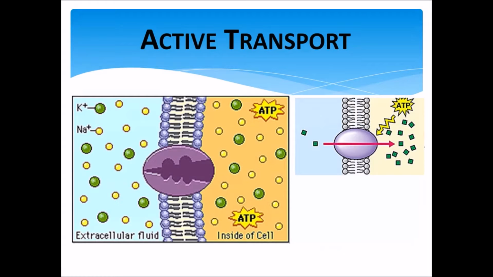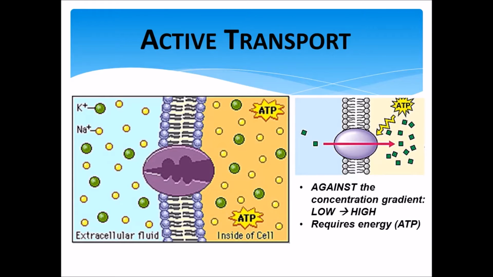Not all substances are moved passively across cell membranes. Many substances must be moved in a direction that is opposite to their concentration gradient. In other words, they are moved from a region of low concentration to a region of higher concentration. This process is called active transport. For this type of movement, cells require energy in the form of ATP.